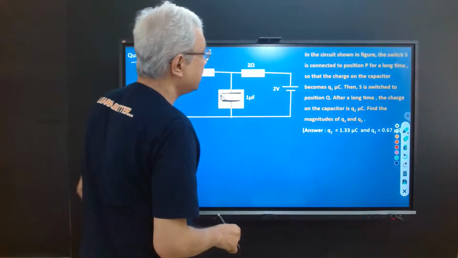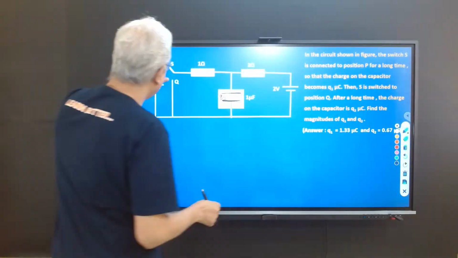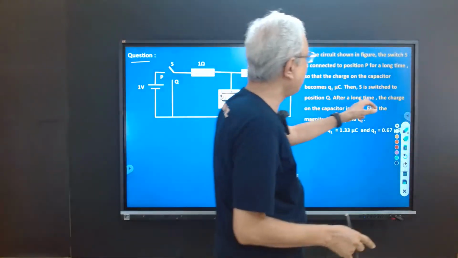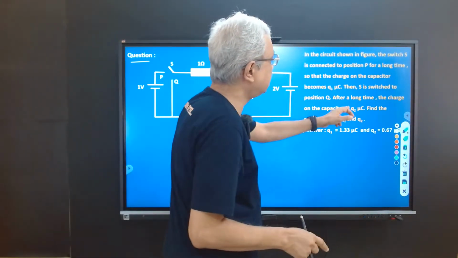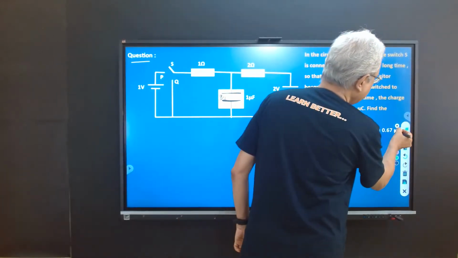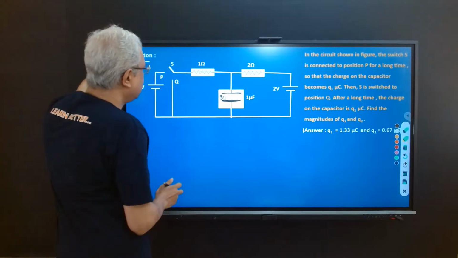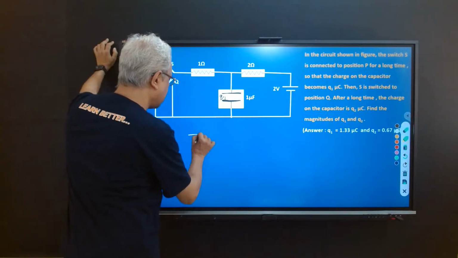Then the switch S is switched to position Q. After a long time, the charge on the capacitor is Q2 microcoulomb. Find the magnitudes of Q1 and Q2. That is the problem. So initially, let us redraw the circuit.